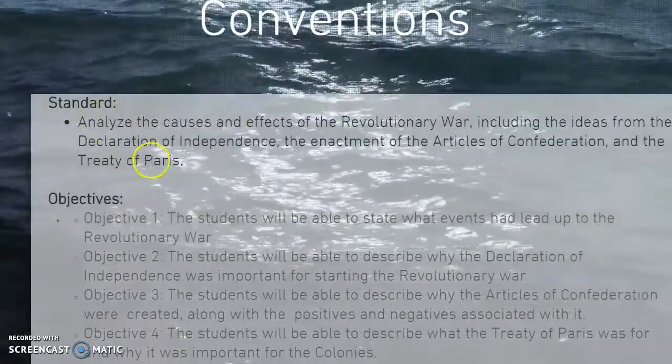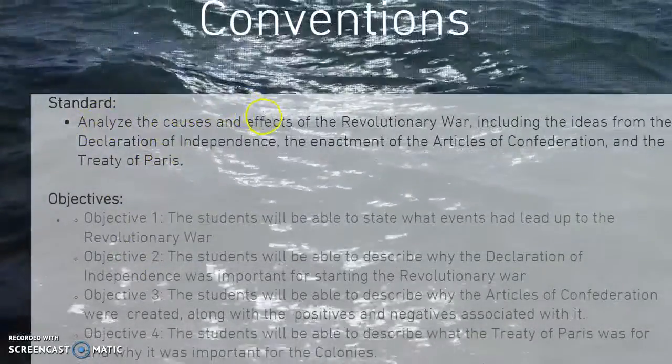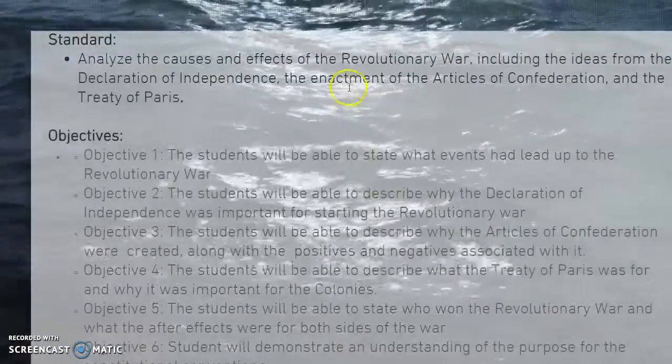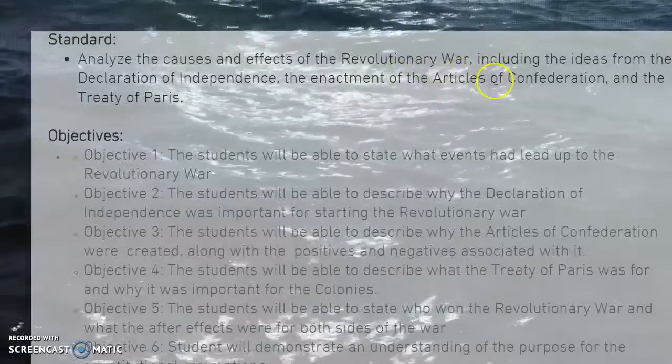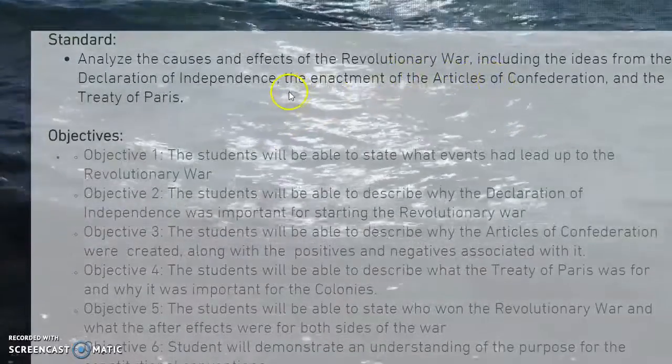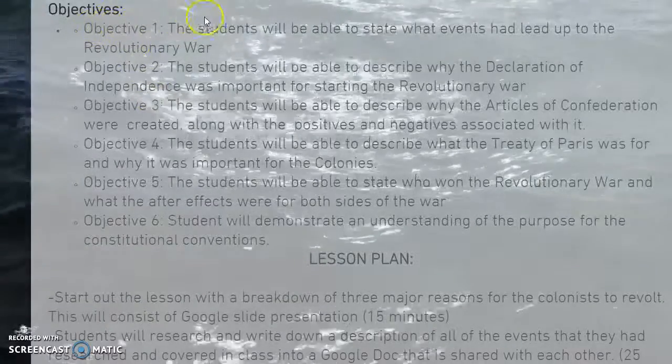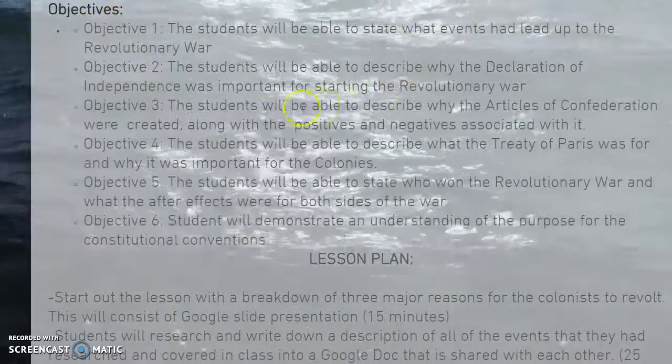The standard we're going to be assessing is to analyze the causes and effects of the Revolutionary War, including the ideas from the Declaration of Independence, the enactment of the Articles of Confederation, and the Treaty of Paris. These are the objectives we'd like the students to have learned by the end of the lesson.